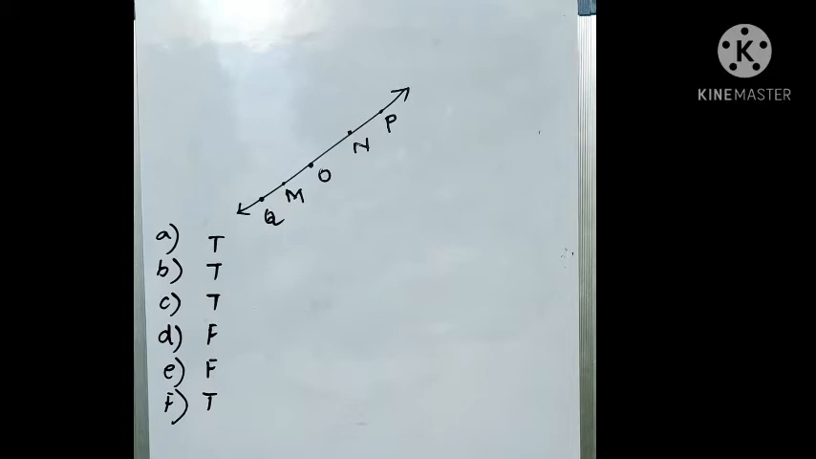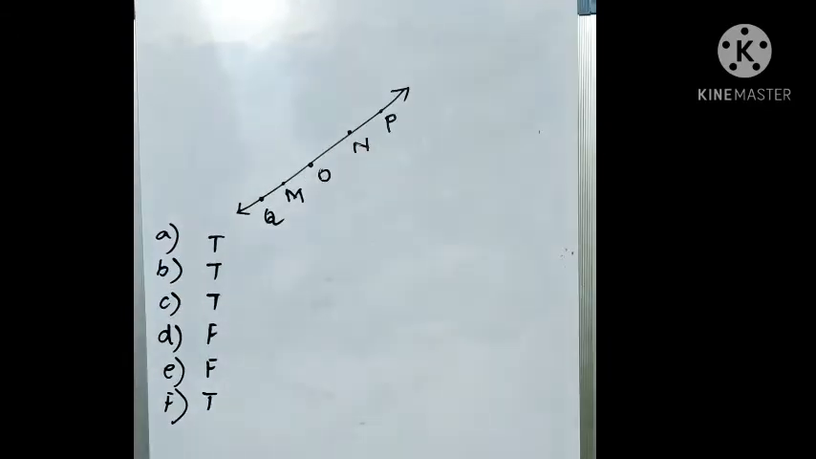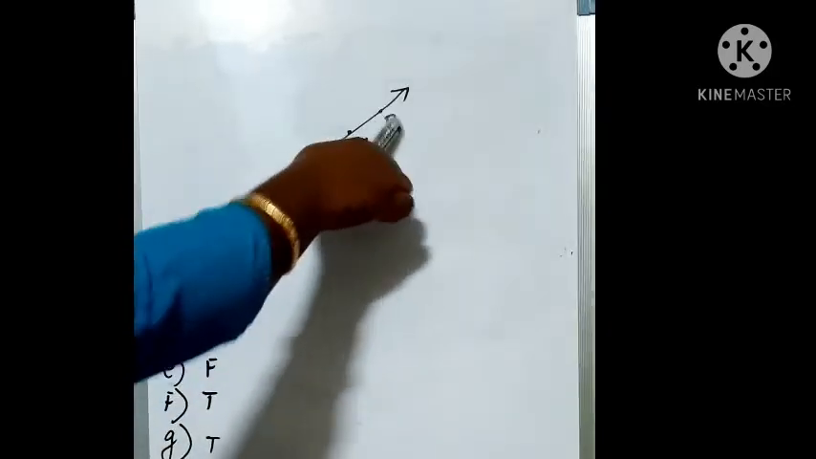Next, G: Ray OP is different from the ray QP. Ray OP is different from QP. Yes, it's different. G is true. Next, ray OP is the same as the ray OM. Is it right?